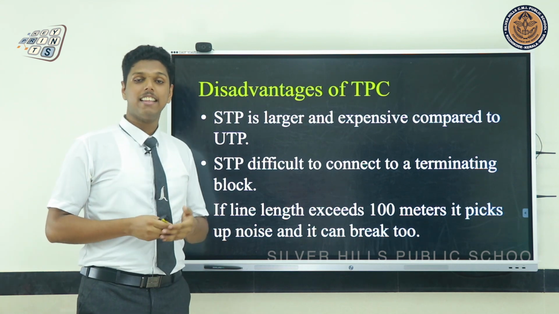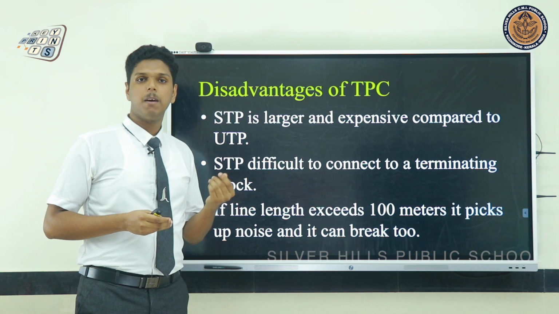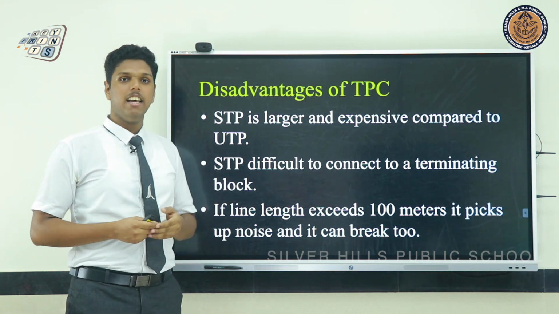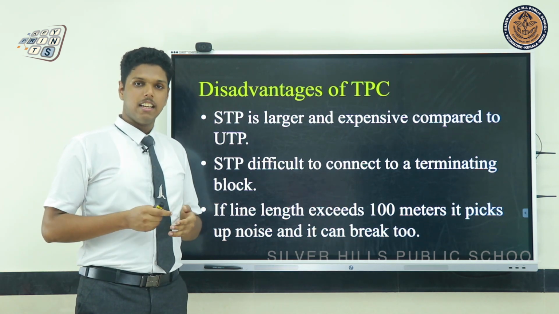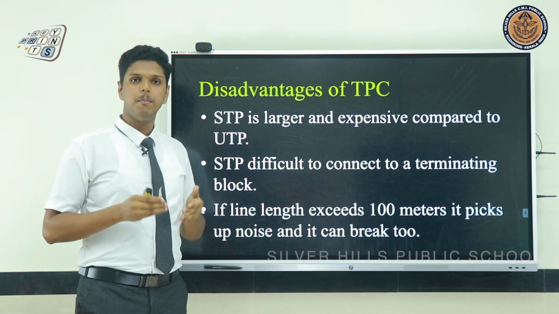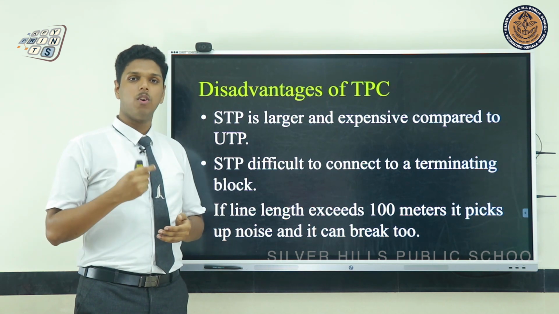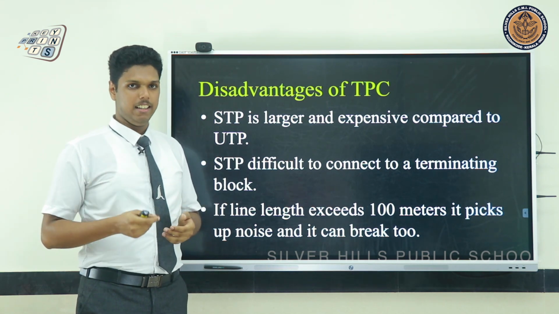And if line length exceeds more than 100 meters, there are chances that it might pick up noise or engage in crosstalk. Why? As I said earlier, in the category 6 twisted pair cable, a single signal can transmit up to 200 megabit per second for 100 meters much efficiently. And if the line length exceeds more than 100 meters, there may be some kind of glitch in the signals.